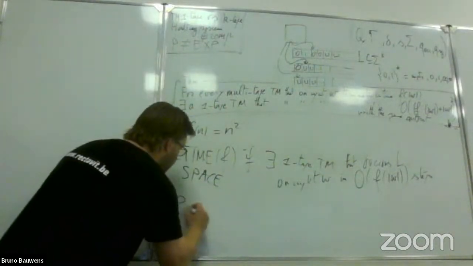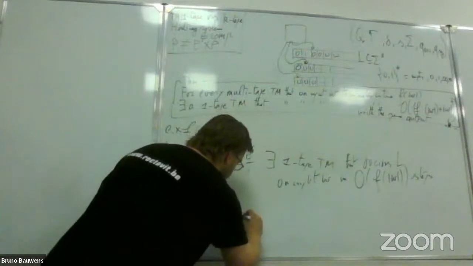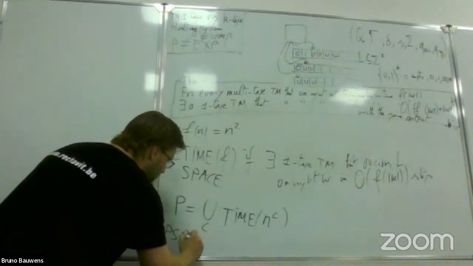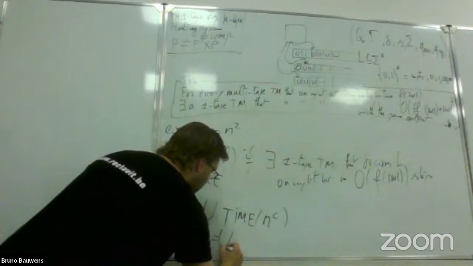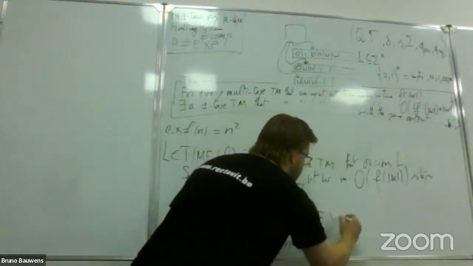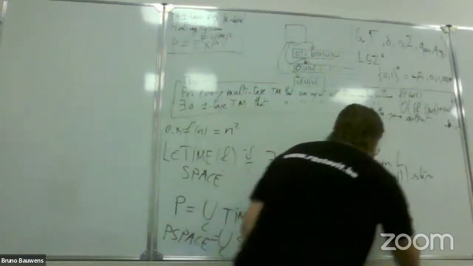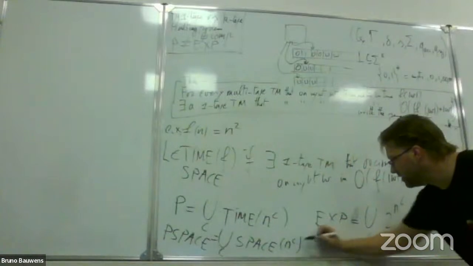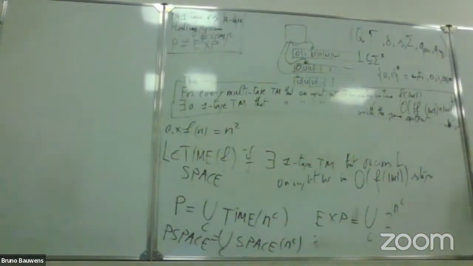Okay, and then we say that the class P is the union over all C of time n to the power C. Then PSPACE is the same: it is equal to the union over C of space n to the power C. EXPTIME is equal to the union over all C of time 2 to the power n to the power C, but we don't need this for now. So we have P, PSPACE, EXPTIME. So it's still readable.